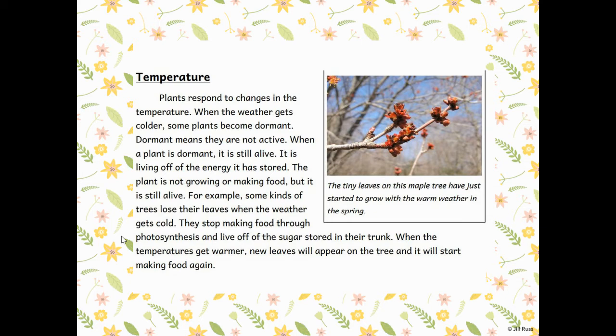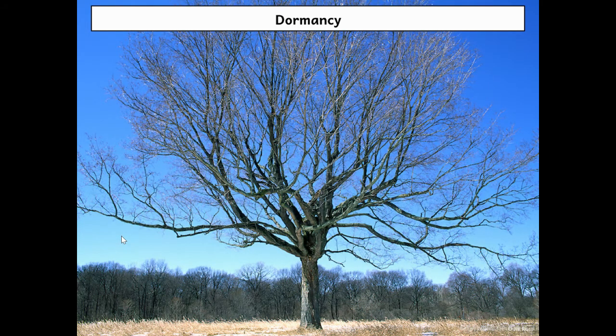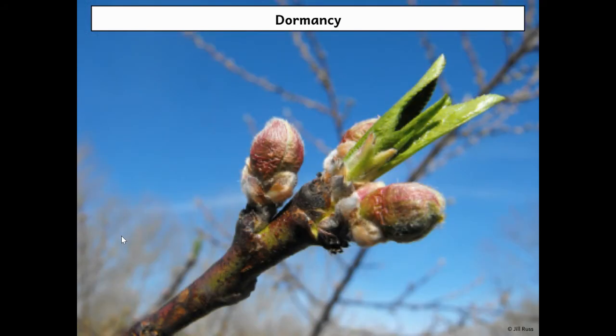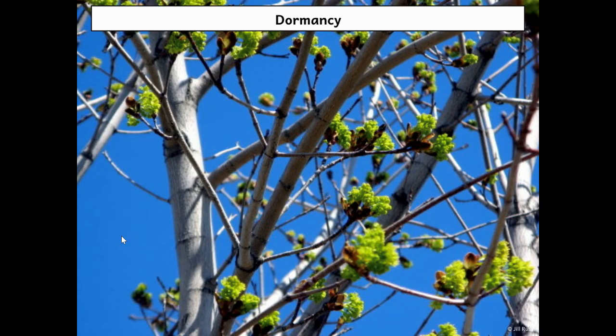When the temperature gets warmer, new leaves will appear on the tree and it will start making food again. So here is a picture of a maple tree in its dormant stage. You can see there's no leaves on this tree, so therefore it's not making food, but it's still alive. It's just hanging out. And then as the warmer weather starts to produce, you can see the little leaves are starting to emerge. And here is a picture as it gets even warmer. And then it will have all those leaves through the spring and summer and be able to produce its food so that it can survive through the dormant winter again. Here is another picture of that same maple tree with its leaves growing.